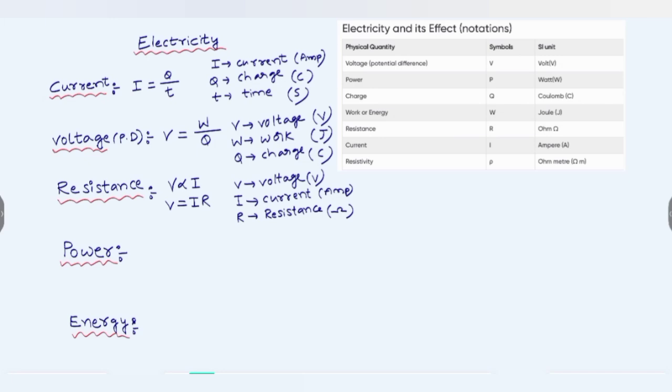Now coming to the next one, that is power. Generally, what is power?